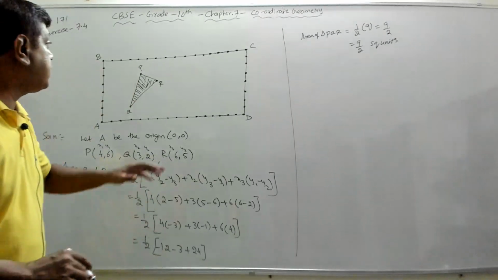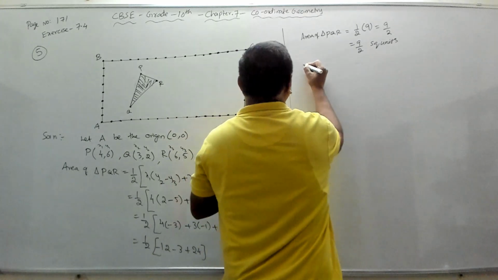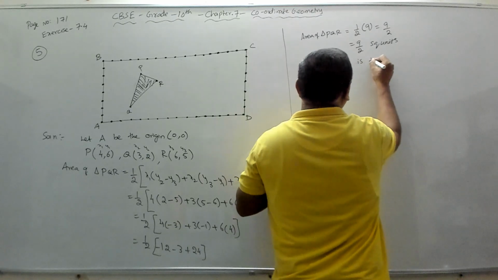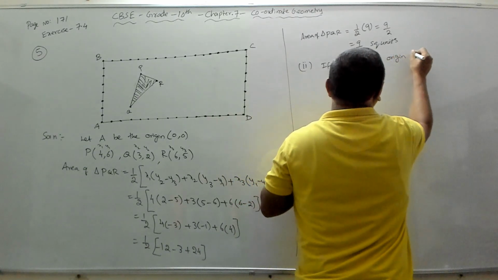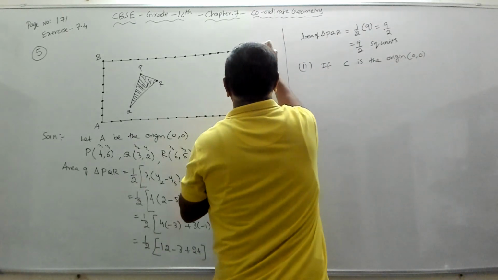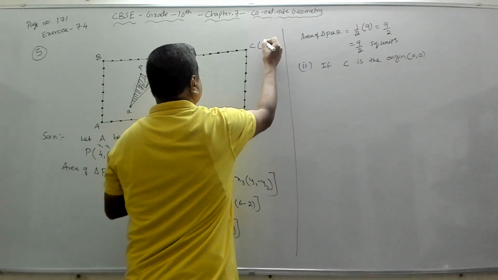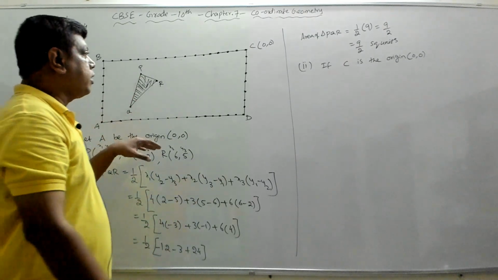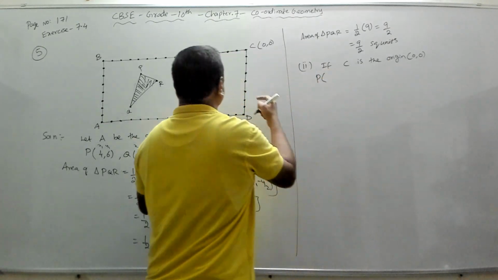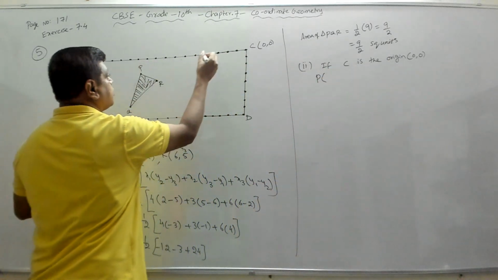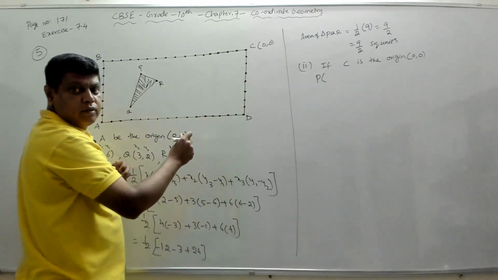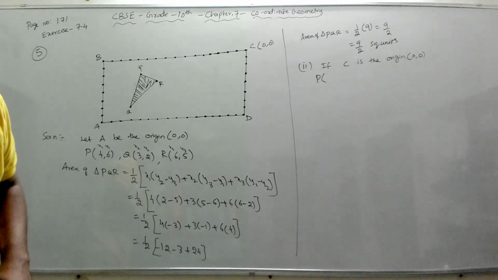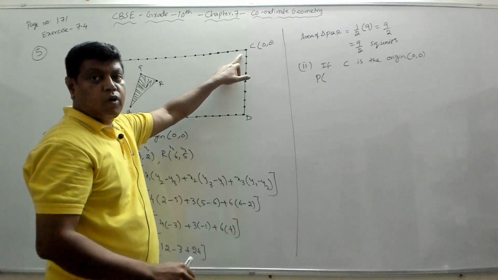Now suppose we consider C as the origin. Second case: if point C is the origin, which means 0 comma 0, then what would happen to the vertices of PQR? Now this will be the negative x-axis, and this will be the negative y-axis. So they will be negative, because we take this as the origin.